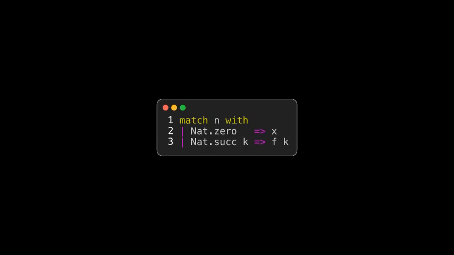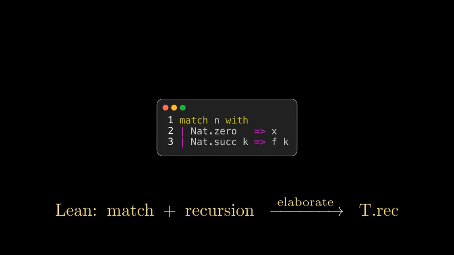We just built the recursor for Nat by hand. Now let's see what user-level match is doing on top of it. A match is only half the picture. It analyzes a constructor but can't call itself. Lean closes the gap by leaning on the recursor we already have.